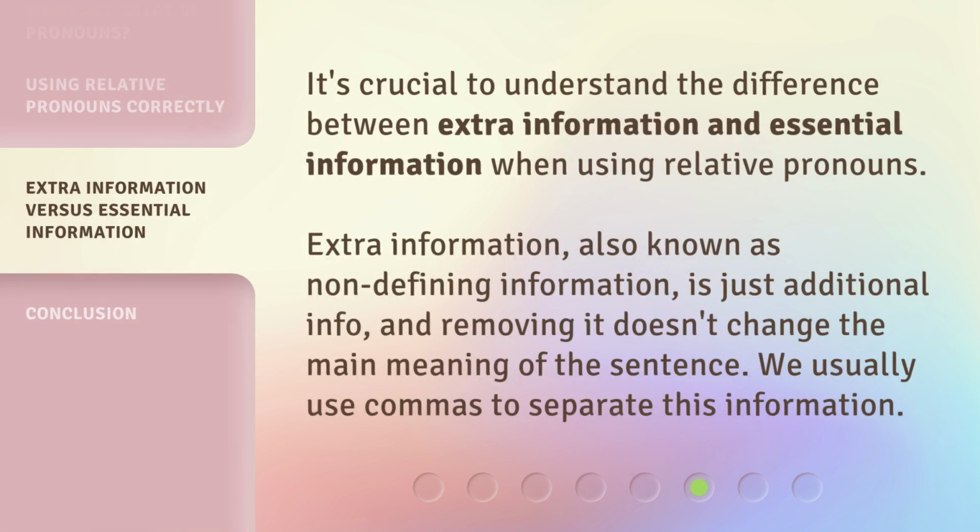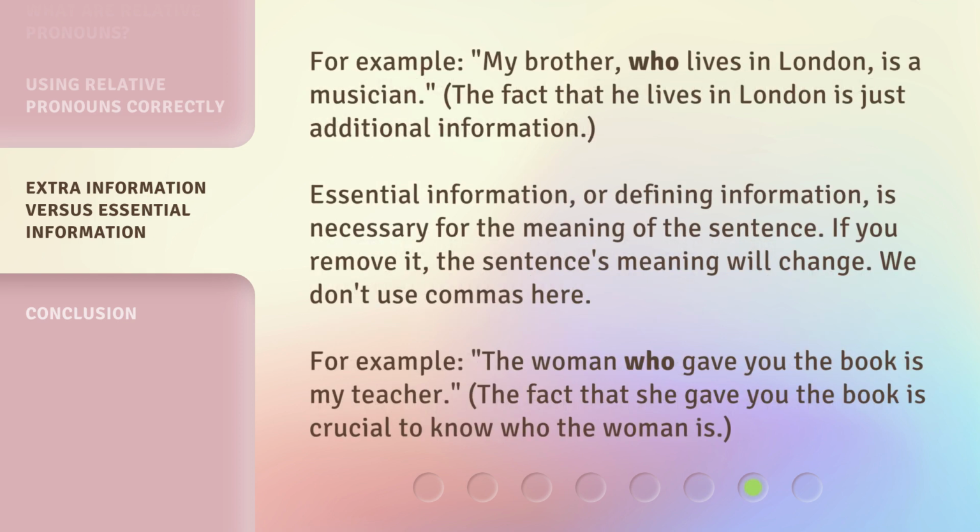It's crucial to understand the difference between extra information and essential information when using relative pronouns. Extra information, also known as non-defining information, is just additional info, and removing it doesn't change the main meaning of the sentence. We usually use commas to separate this information. For example, my brother, who lives in London, is a musician. The fact that he lives in London is just additional information.